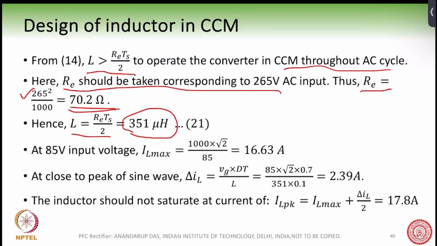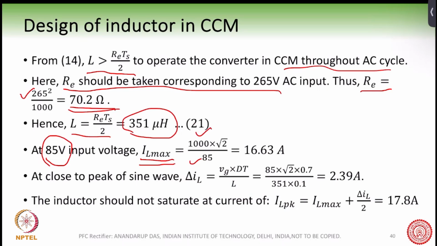So if you have this one, what is the maximum current which will flow through the inductor? The maximum current which will flow through the converter as well as the inductor is when the input voltage is minimum. The minimum input voltage is 85 volt, right? At that point, the maximum inductor current will flow, for the same power. So 1000 watt we are feeding from the 85 volt.